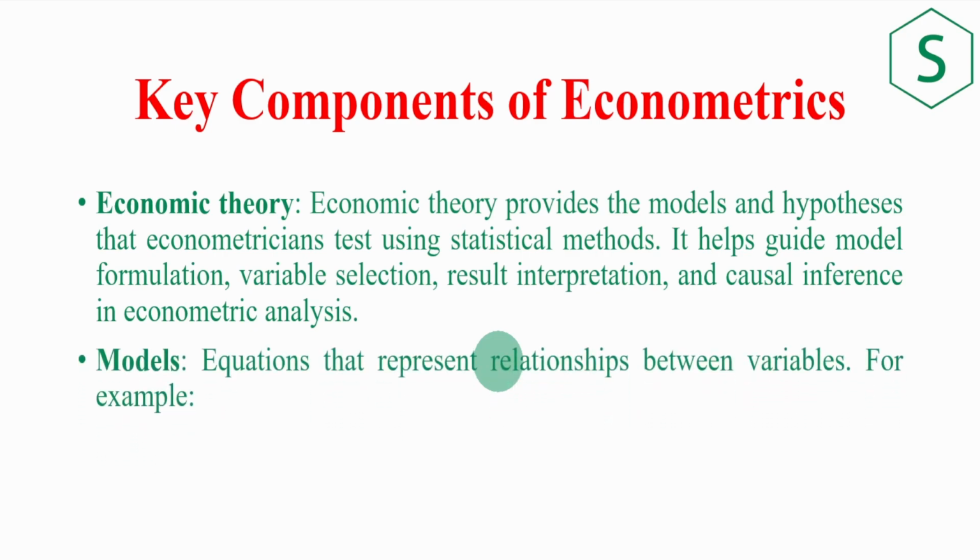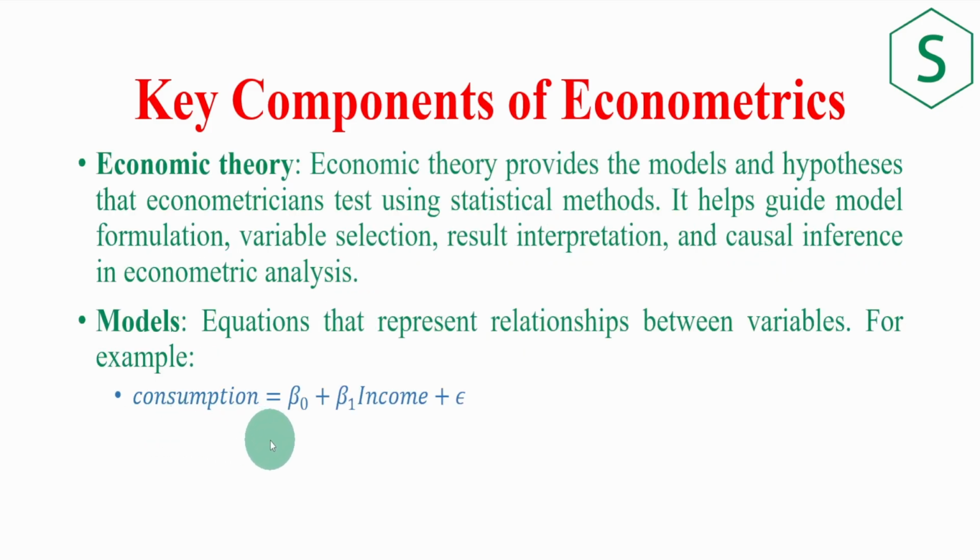Another key component is the model. A model is nothing but an equation that represents relationships between variables. For example, we have consumption equals beta 0 plus beta 1 multiplied by income plus epsilon. This equation is saying that consumption depends on income. In our last hypothesis, we say higher income leads to higher consumption.